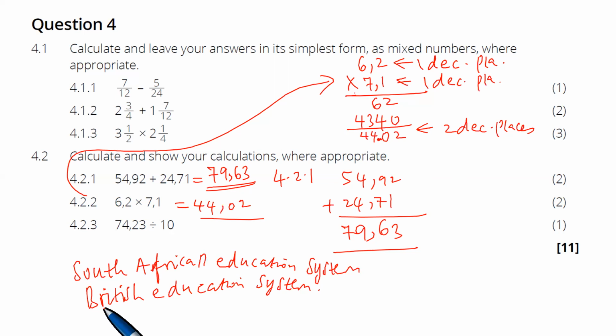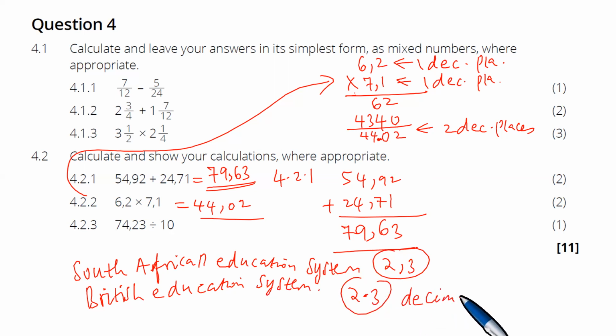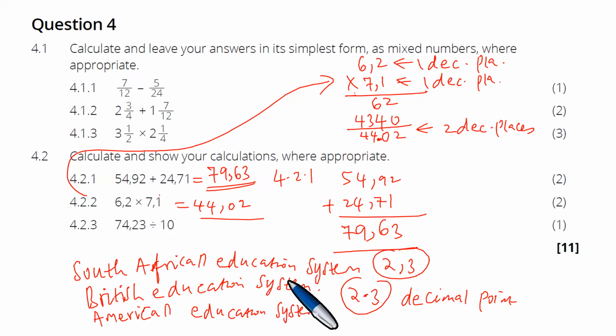So in the South African education system, we speak of 2,3, for example. But in the British education system, we speak of 2.3. So this is a decimal point. In Britain, we speak of a decimal point. And also in America. In the American education system.